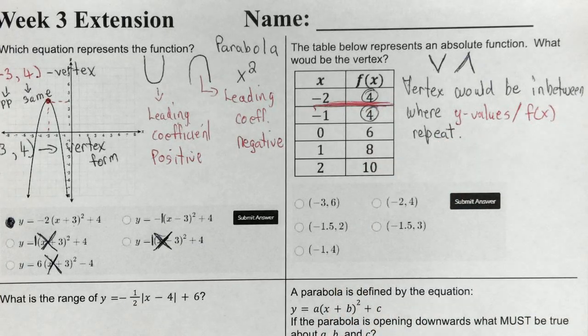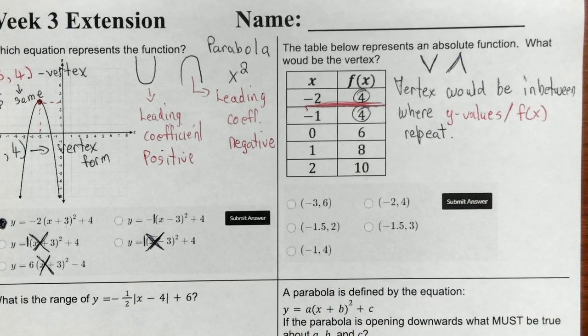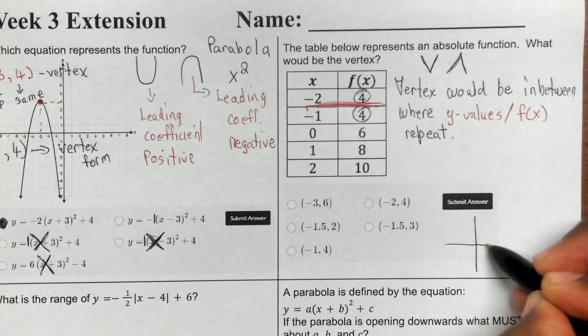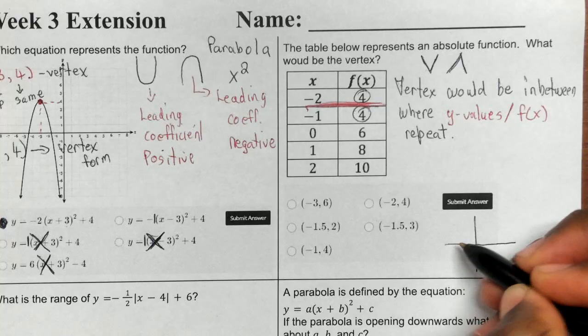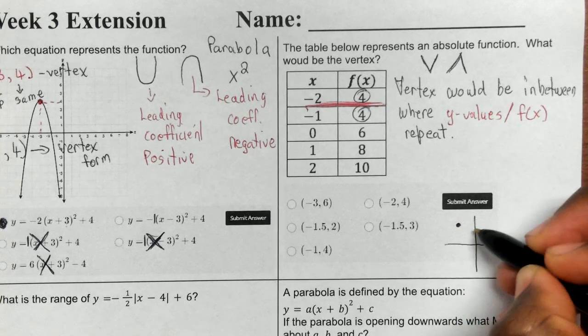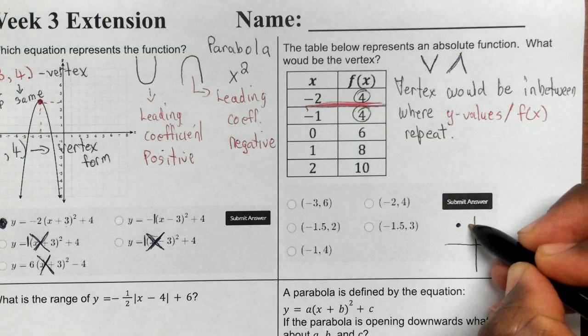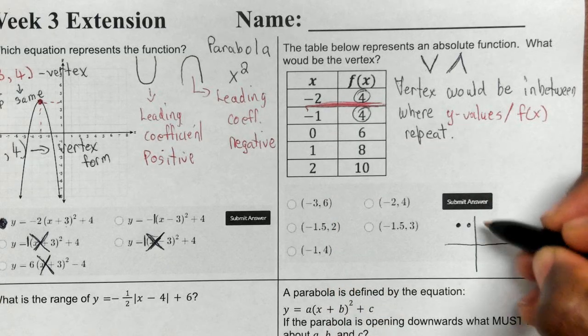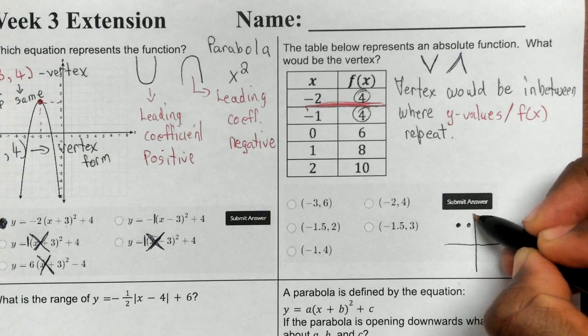So I'm going to graph this so that you can better see what I'm saying. Technically I have a graph that looks like this. -2, 4 would approximately be here. -1, 4 would approximately be here. 0, 6, with 0 for the x and 6 for the y, would be somewhere here.